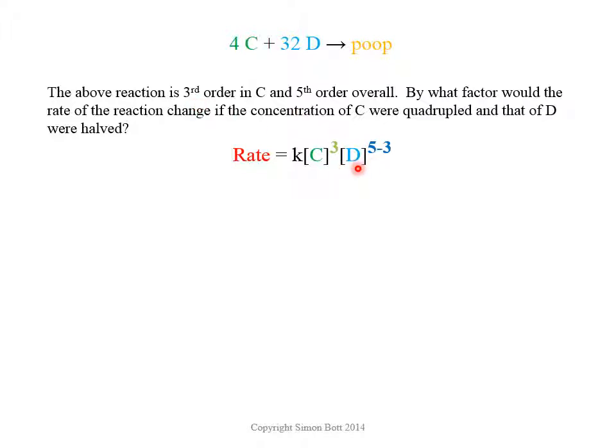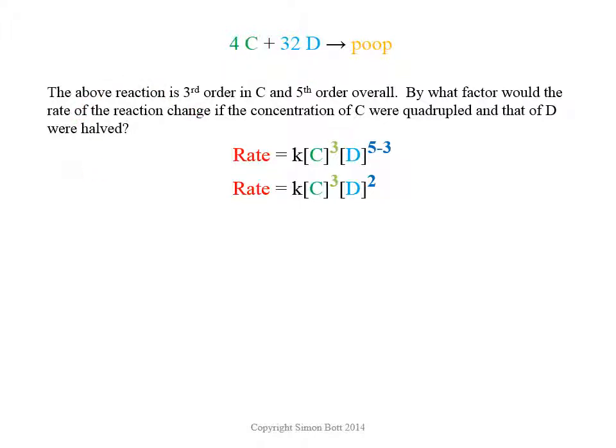Now the order of D has to be 2, because I told you C was third order, fifth order overall. This 5 is 3 plus the order of D. Thus the rate law is rate equals K times the concentration of C cubed times the concentration of D squared. Notice it's got nothing to do with the coefficients. That's going to be something really important in this chapter. You can't just look at the coefficients of an equation and say the order, right? Unfortunately, when we get to our next chapter, that will all change. But right now, coefficients and exponents have nothing to do with each other.